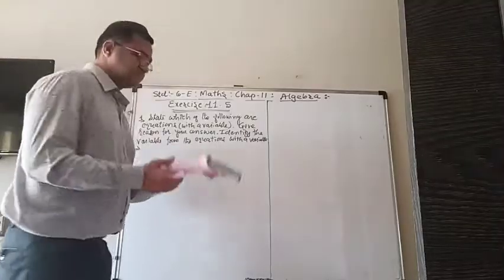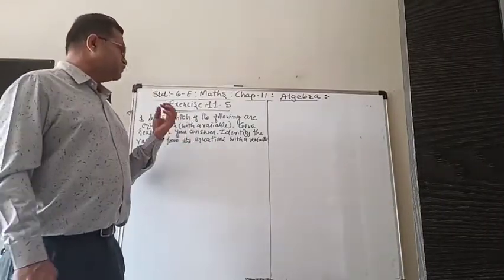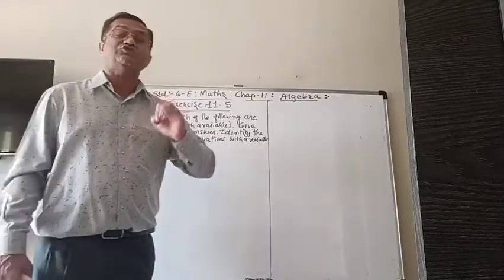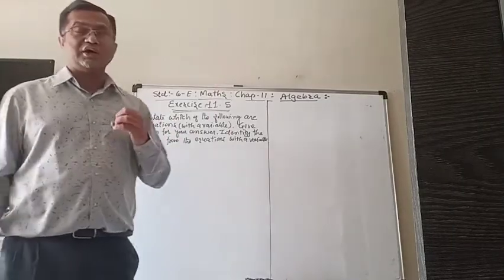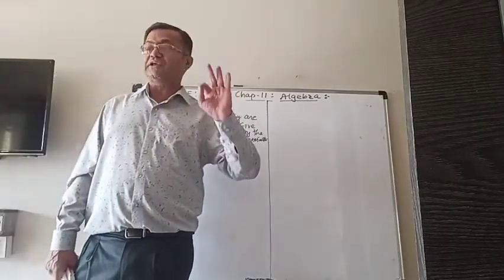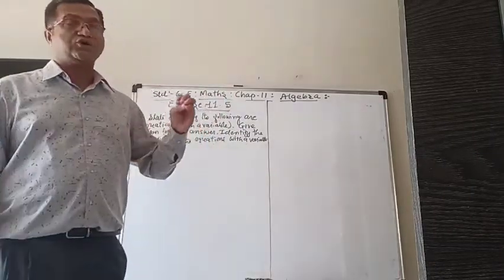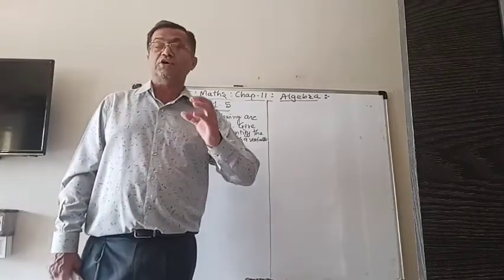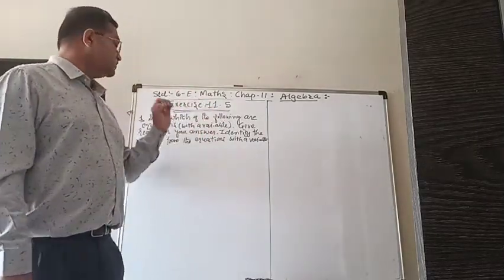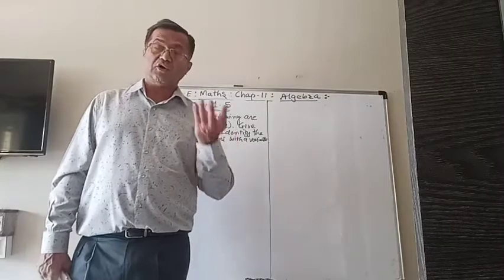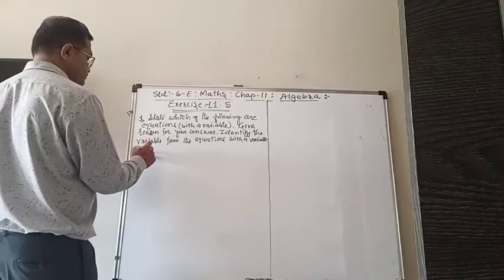Now let us start exercise 11.5. Here it is given: state which of the following are equations with a variable. Some statements are given. We have to find out which statements are equations with a variable and which are not. If they are equations with a variable, then you have to find out which variable is used. And you have to give the reason for the answer, why it is or why it is not an equation. So let us start with the first one, A.